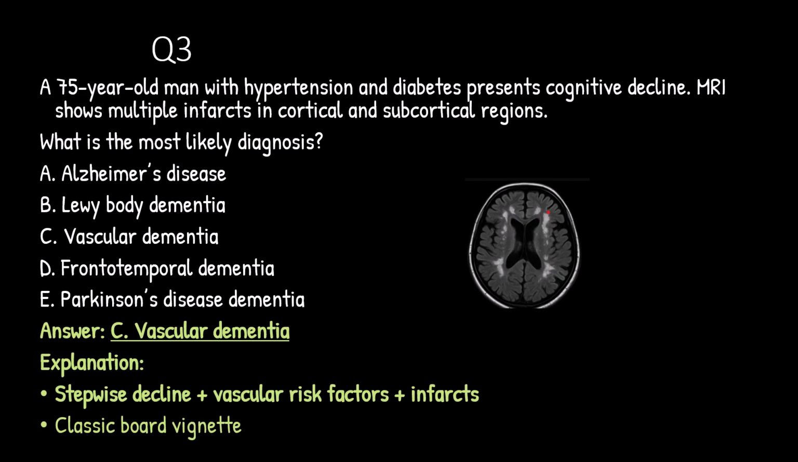The answer is C. Vascular dementia. The key things to remember for vascular dementia for your exam is it causes a stepwise decline. The patient is going to have vascular risk factors such as diabetes, and they're going to have these little infarcts in their brain, which is why you're going to see those little white spots on the MRI.